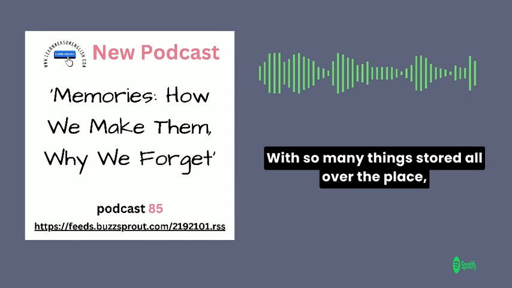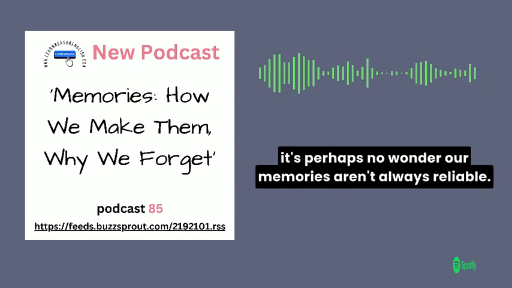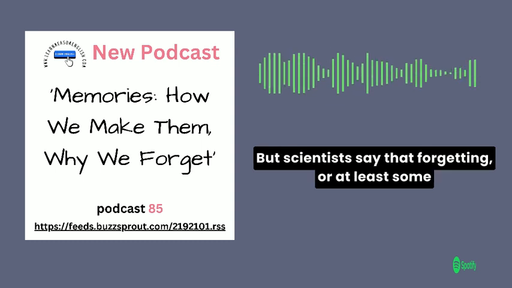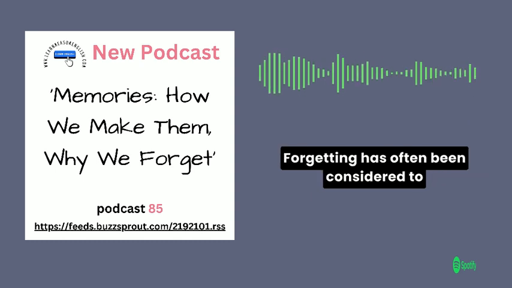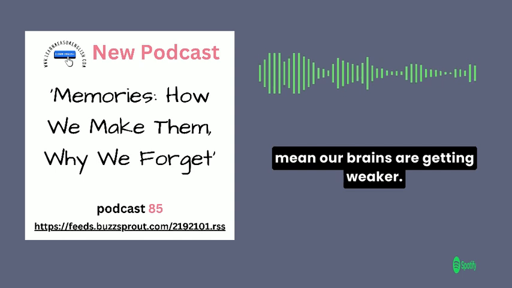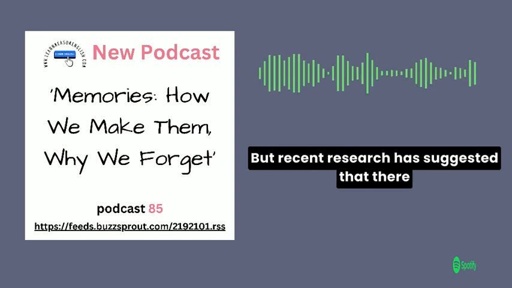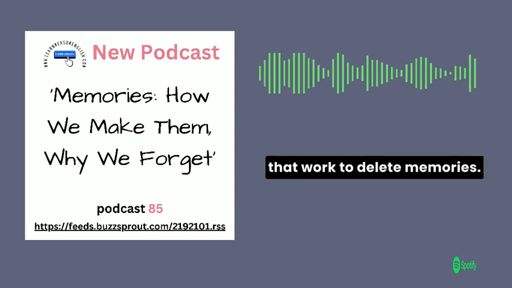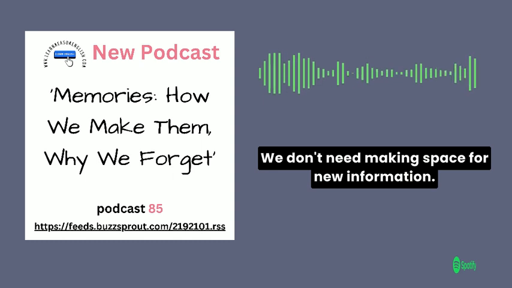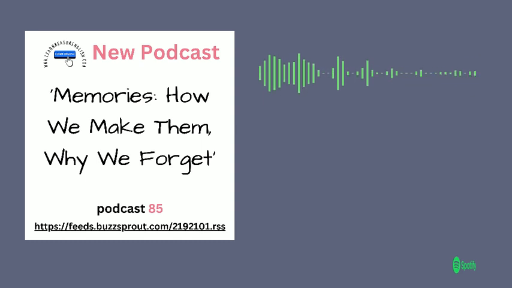With so many things stored all over the place, it's perhaps no wonder our memories aren't always reliable. But scientists say that forgetting, or at least some forgetting, is actually an important part of memory. Forgetting has often been considered to mean our brains are getting weaker. But recent research has suggested that there are actually molecular tools in the brain that work to delete memories we don't need, making space for new information.